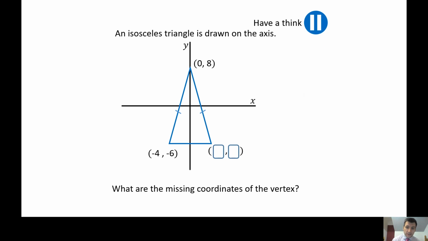As you know from your previous work, an isosceles triangle is a 3-sided polygon which has 2 equal length sides. So we've got here 2 equal length sides split down the middle, and therefore the fact that it's 6 away on the y-axis and 4 away from the center on the x-axis tells us that it's going to be the same into the next quadrant. So if you think about that, you can hopefully identify what the missing coordinates are. So pause, have a think.